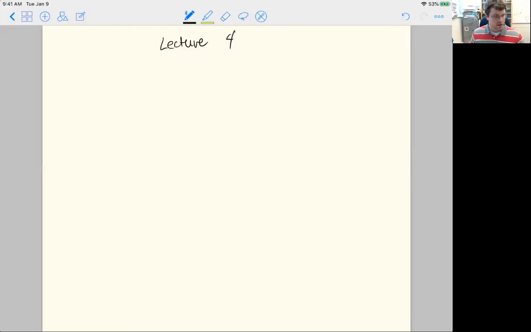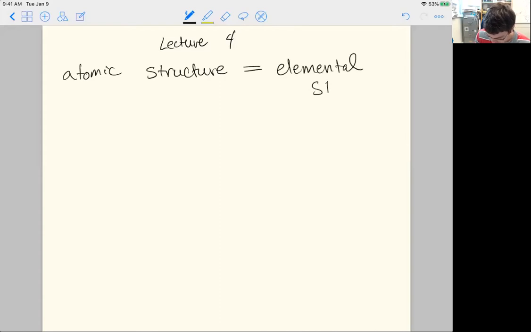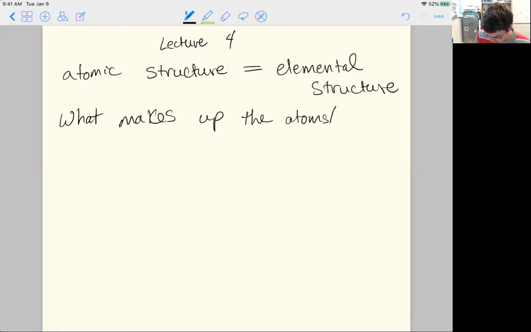Okay, so when we're looking at atomic structure, that's really synonymous with elemental structure. And to understand atomic structure and elemental structures, to know how to answer the question, what makes up the atoms/elements in the molecules we're studying.